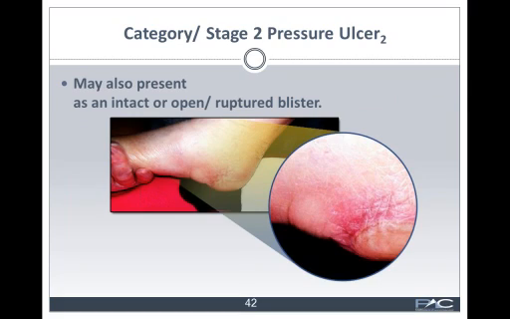Okay, it may also present as an open or ruptured blister, and this is something else you need to watch out for. Make sure you've identified that this blister is from pressure and not from something else. Sometimes they can get blisters just from incontinence and urine contact with the skin. I've seen it where briefs are on too tight, and that causes some blistering too, more up around the pelvic region.